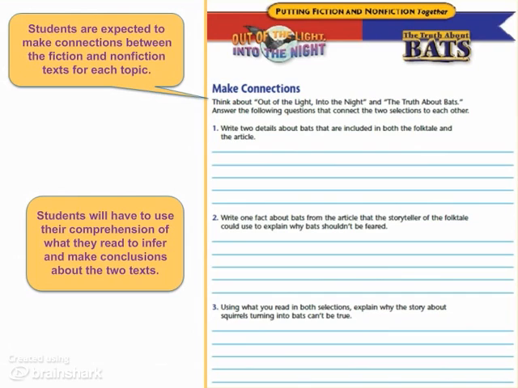For example, the students are asked to write details about bats that are included in both the folktale and the article. The students will get 2 points of view for each topic and make connections between them. They will have to use their comprehension of what they read to infer and make conclusions about the 2 texts.